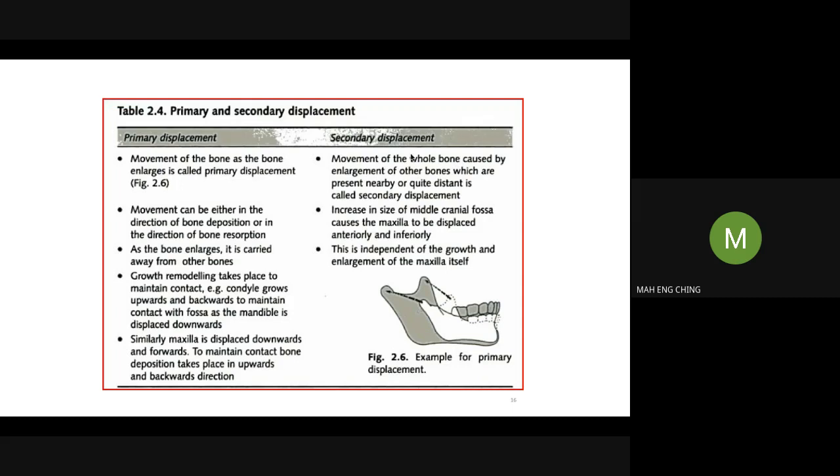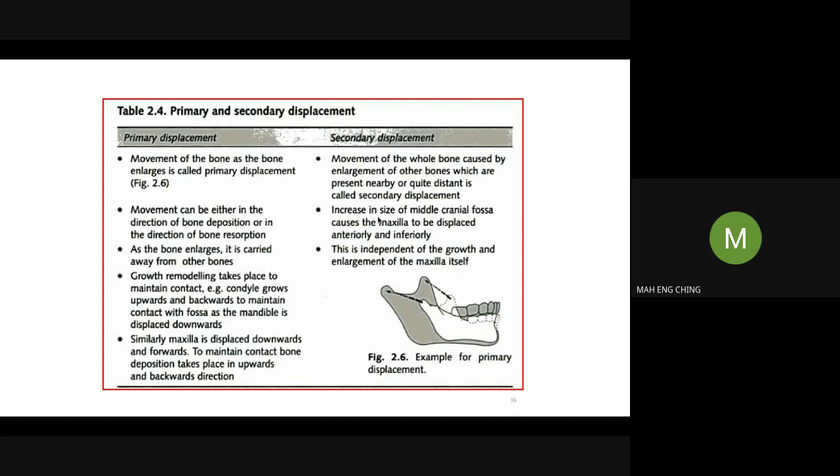So movement of the whole bone is caused by the enlargement of the other bone. This is secondary displacement. Movement of the whole bone caused by the enlargement of another bone, which is present nearby or quite distant, is called secondary displacement. Because another bone is growing bigger, it pushes the other bone to the other side. This is called secondary displacement.